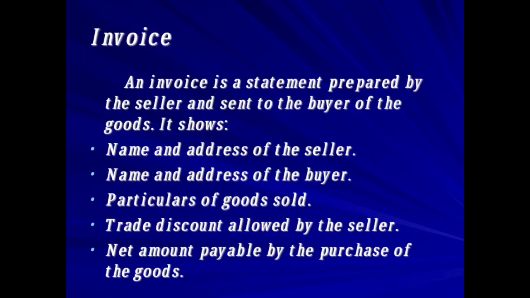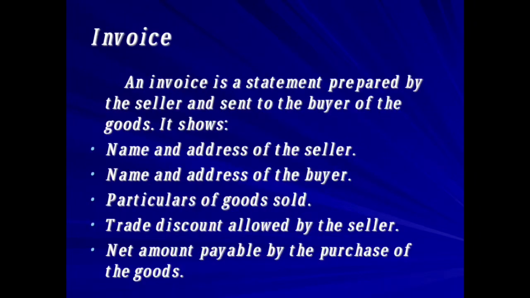What it shows: first, the name and address of the seller. If you see the bill, you can see the name and address of the seller on the top. The shop name will be displayed. Second, the name and address of the buyer. They will write the customer name also; sometimes they write it, sometimes they ignore it. Then the particulars of goods that have been sold are recorded.